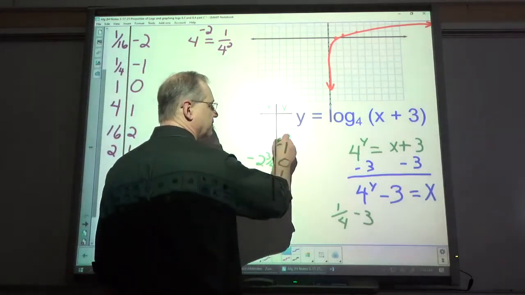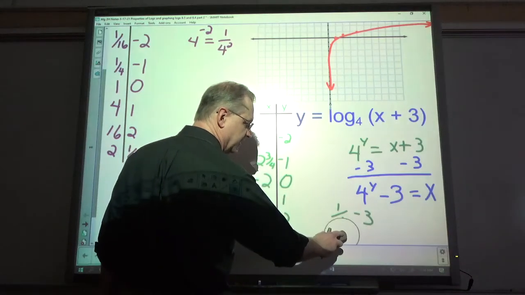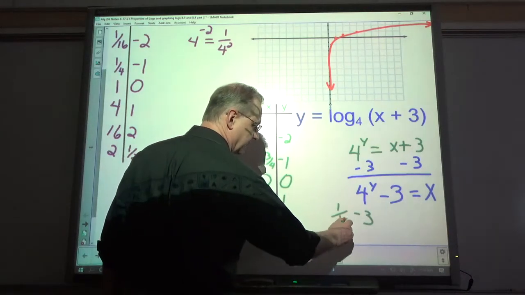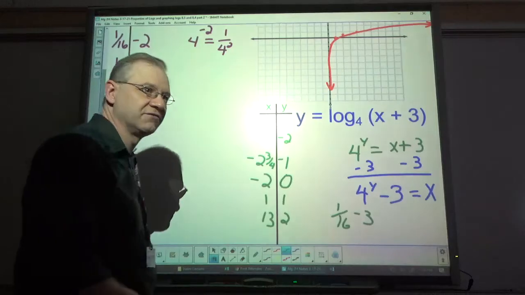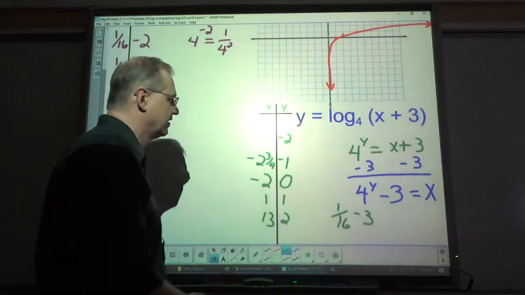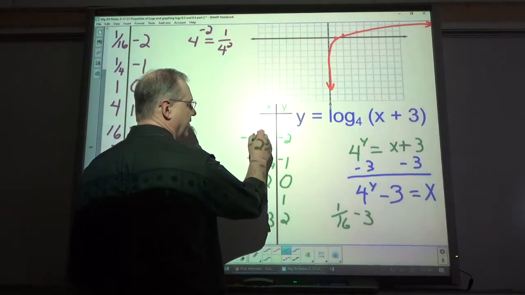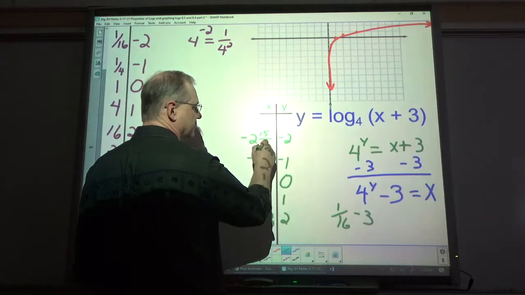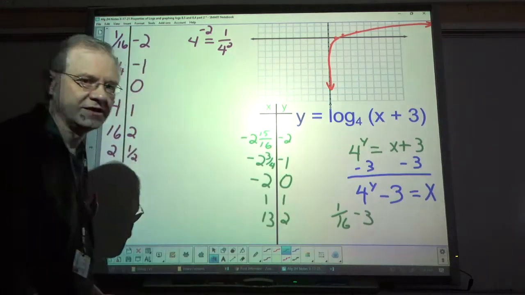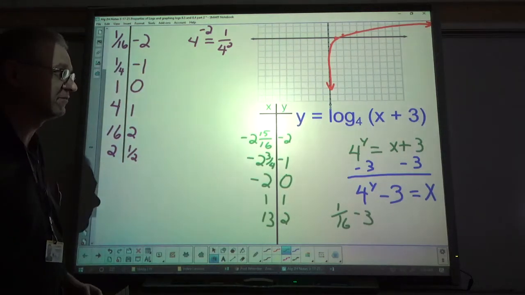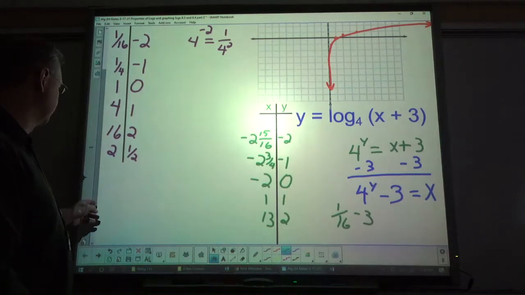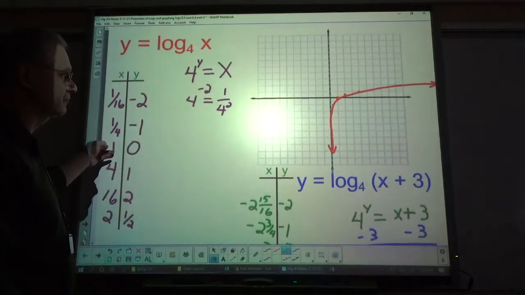If I put negative 2, that means I'm saying 1/16 minus 3, or negative 3 plus 1/16. That's negative 2 and 15 over 16. It's very, very close to negative 3. All right, let's plot these points.